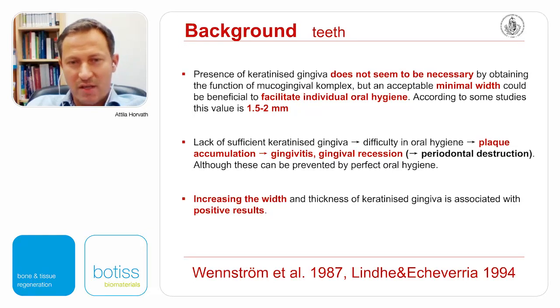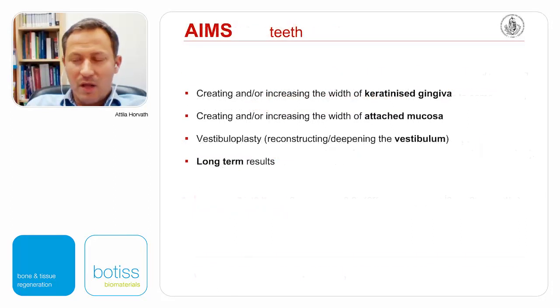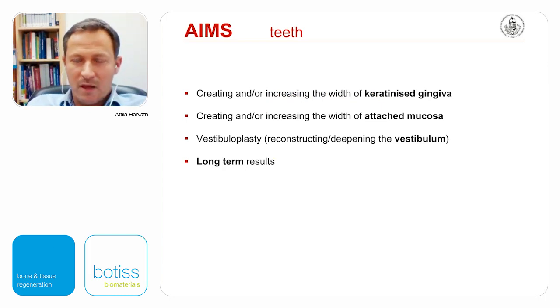But the literature also tells us that increasing the width and thickness of keratinized tissue is associated with positive results. So what I believe we aim to do is increase the width of the keratinized gingiva, increase the width of the attached mucosa as well, and deepen the vestibulum. And of course, we'd like to see the result in the long run.